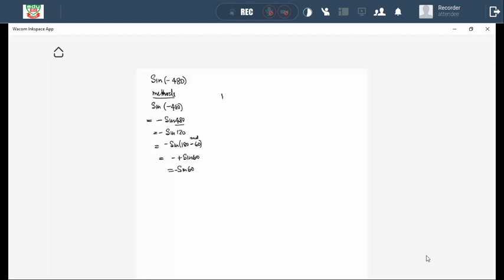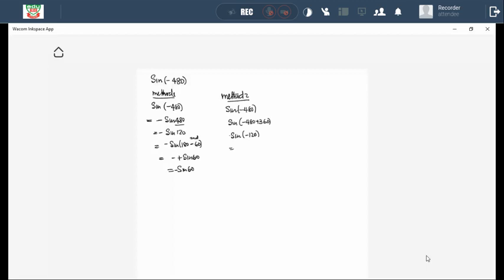What about if I'm to take it with method 2? If I'm to take it with method 2, someone can say sine negative 480. Since it's a negative angle, I'm going to add a revolution to address that problem. So I'm going to say this is now sine of negative 480 plus 360. I'm adding a revolution. That will give me sine of negative 120.